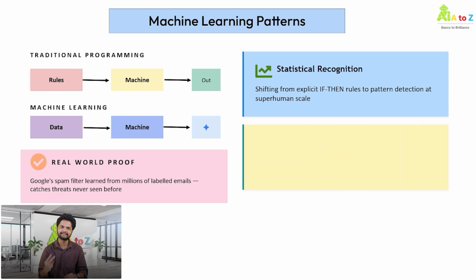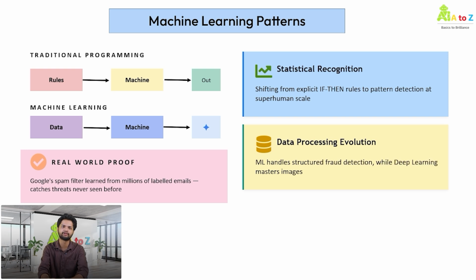And now, this second idea, data processing evolution. Different types of data require different levels of learning. Traditional machine learning works well with structured data, things like tables, numbers, transaction records.